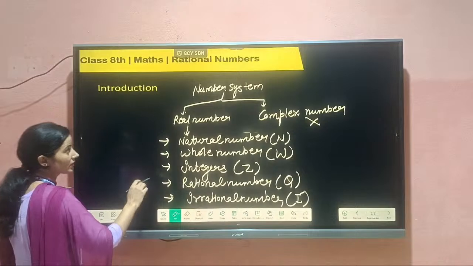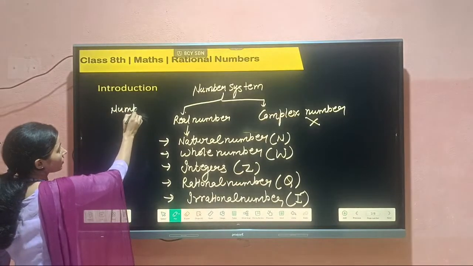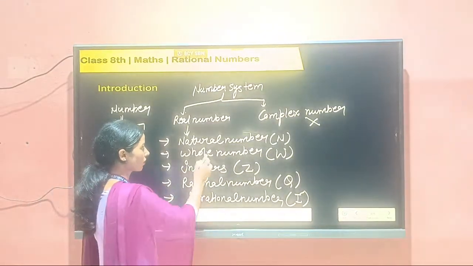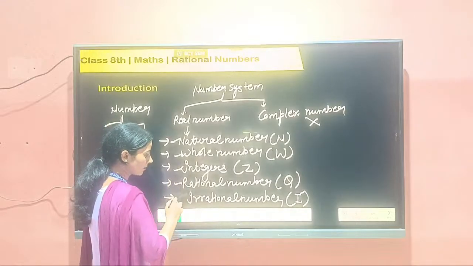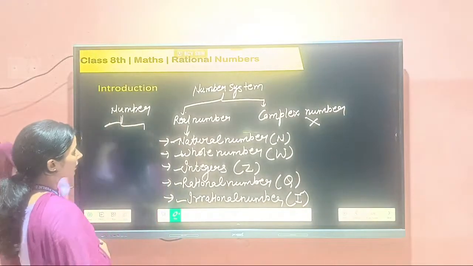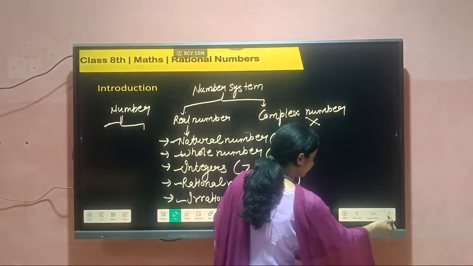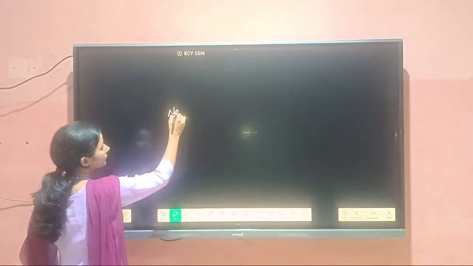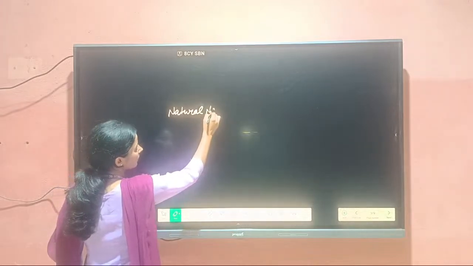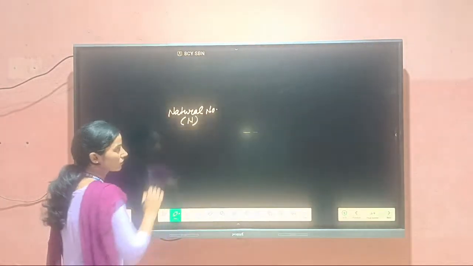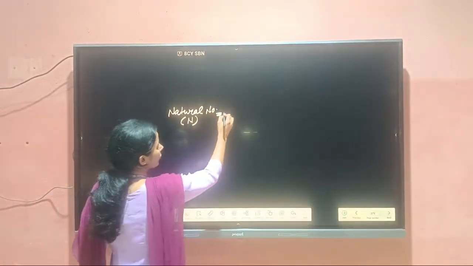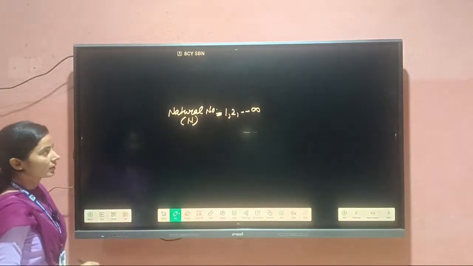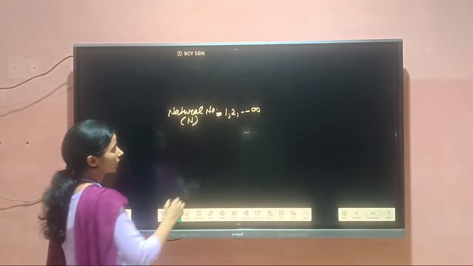Okay. Before this, again see, first of all, number is of two types, real and complex. In real numbers, natural number, whole number, integers, rational numbers, and irrational number system. First of all, natural numbers. Natural numbers are denoted by N. What are natural numbers? The real numbers which start from 1 and go to infinity.